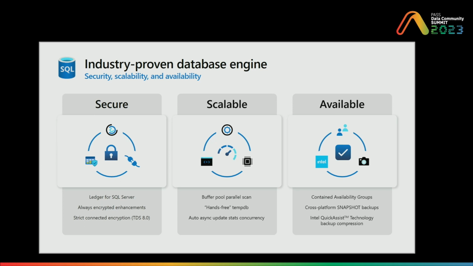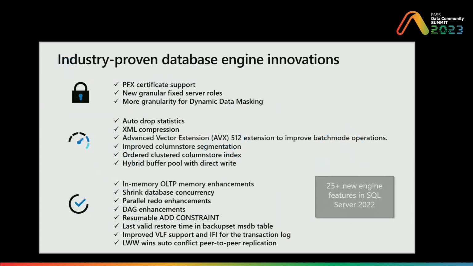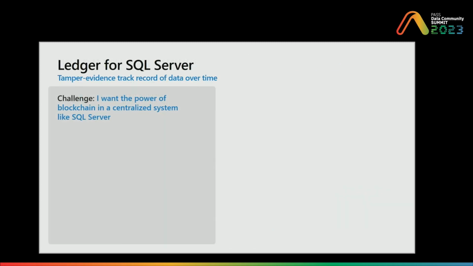Now we give you, through T-SQL, the option to freeze and thaw the database so you can take your snapshot backups, as well as optimizing the compression of the backups with Intel. So, as I mentioned, there are many innovations in the SQL engine space. We don't have a lot of time to cover all of them in this session, but let's drill down into a couple of them. The first one is Ledger. Ledger is the blockchain technology in SQL Server.